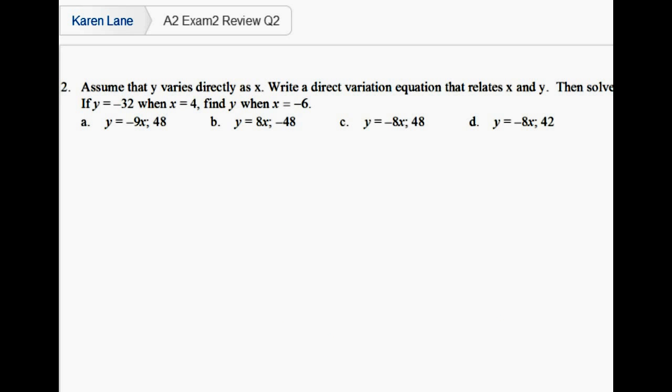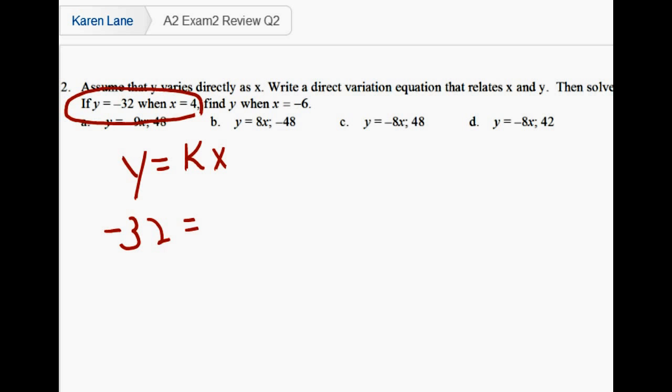Assume that y varies directly as x. Write a direct variation equation that relates x and y, then solve. Okay, direct variation is always in the form y equals k times x. So we'll use this first part to solve for k. So it says y is -32. We're solving for k, and x is 4. So we have -32 equals 4k.